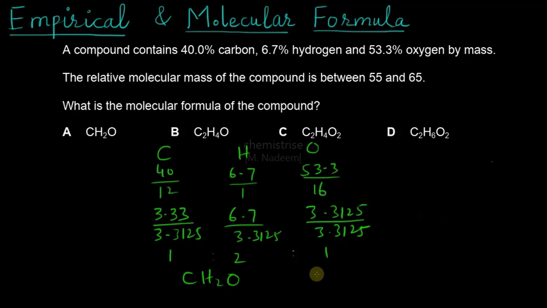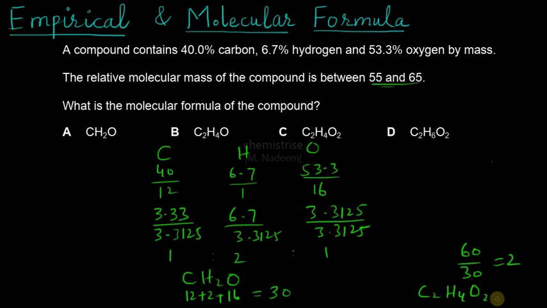CH2O. Now they've said the relative molecular mass is between 55 and 65. So let's find the empirical formula mass and then we can decide. We got 12 plus 2 plus 16. So that is 30. It means that the molecular mass should be 60. So we can have the value of 2 from this. So 60 divided by 30 will give you a value of 2 that will multiply over here to get C2H4O2. So the answer is C in this case.